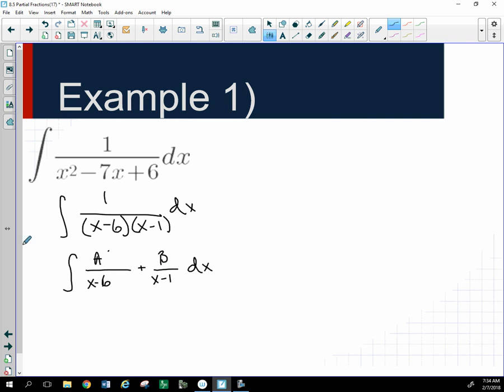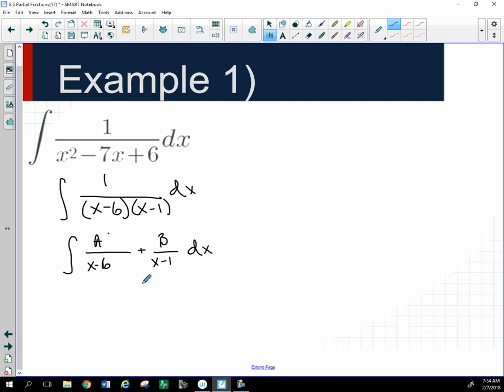All right, and so this one's kind of a weird method because we have to do a little guessing as we go. So the first thing I'm going to do is multiply by the common denominator, and I end up with A times x minus 1. Over on the other side, I'm left with B times x minus 6. Well, if these are equal to the numerator, then we can figure out what A and B are and make this integration a little bit easier.